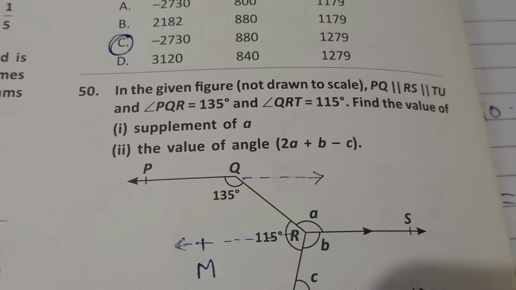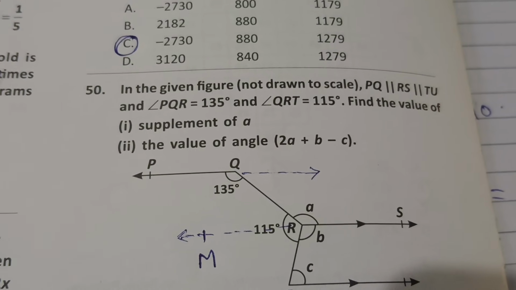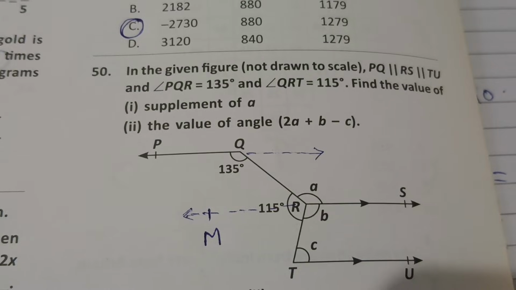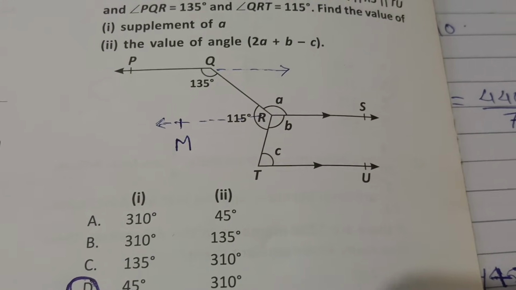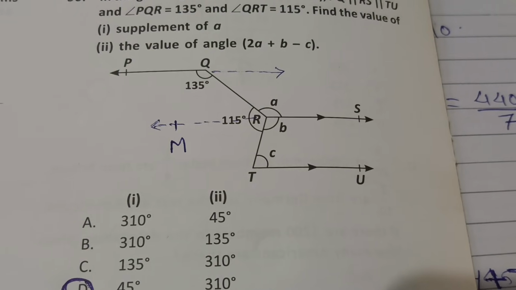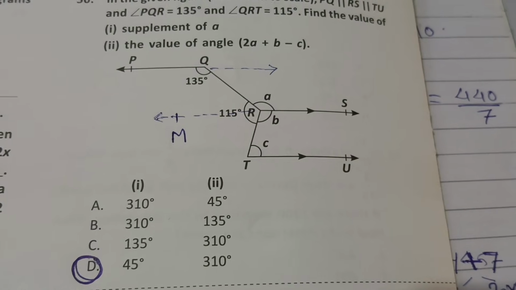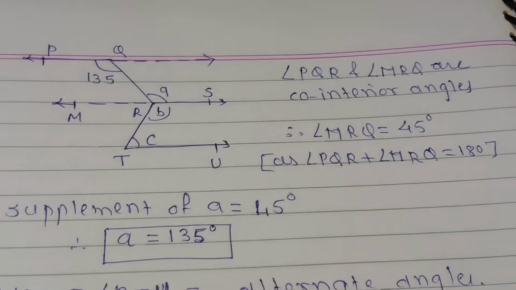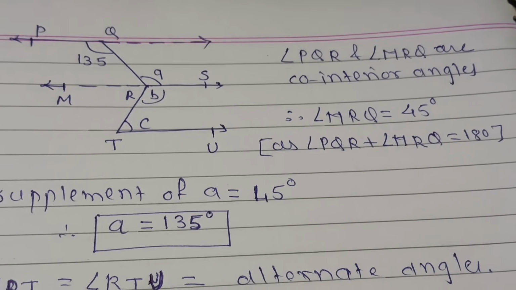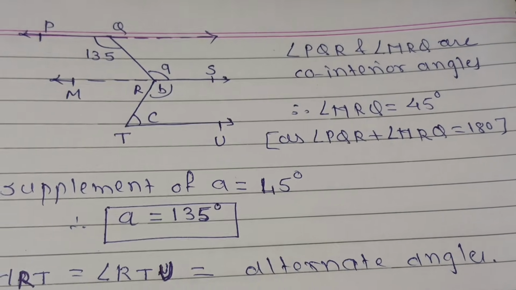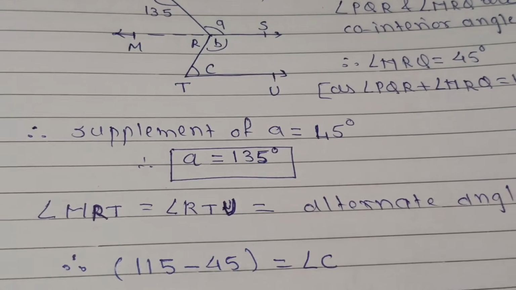In the given figure, three lines are parallel and the values of angle PQR and angle QRT are given. Find the supplement of A and the value of this equation. First we extend the line RS and name it M. Angle PQR and angle MRQ are co-interior angles, so their sum is 180. So angle MRQ is equal to 45. Now the supplement of A is 45 and A is 135.